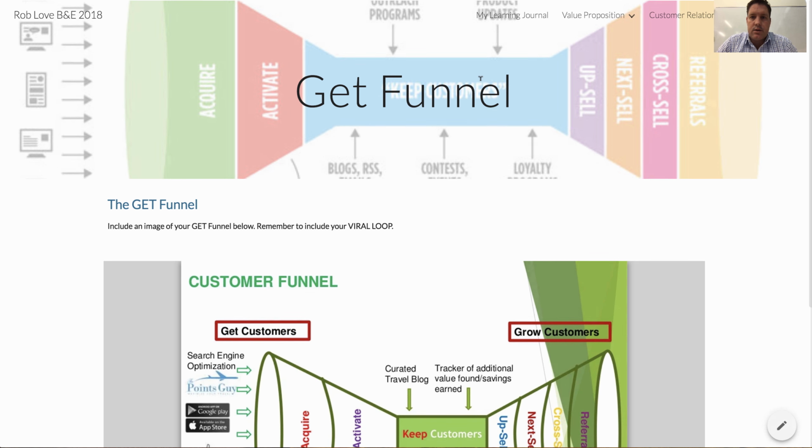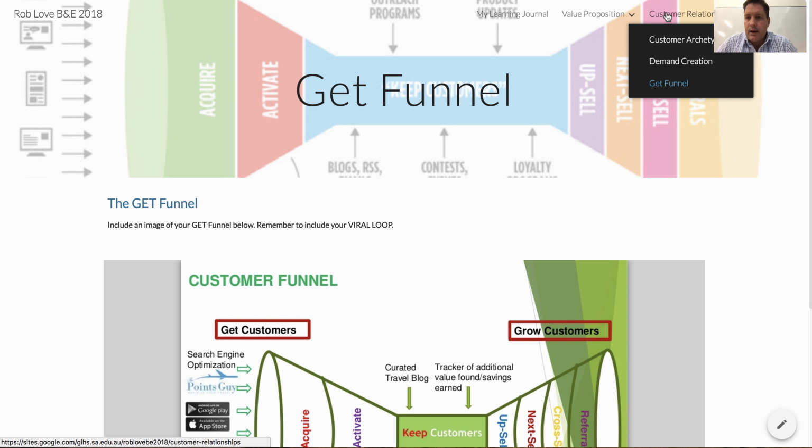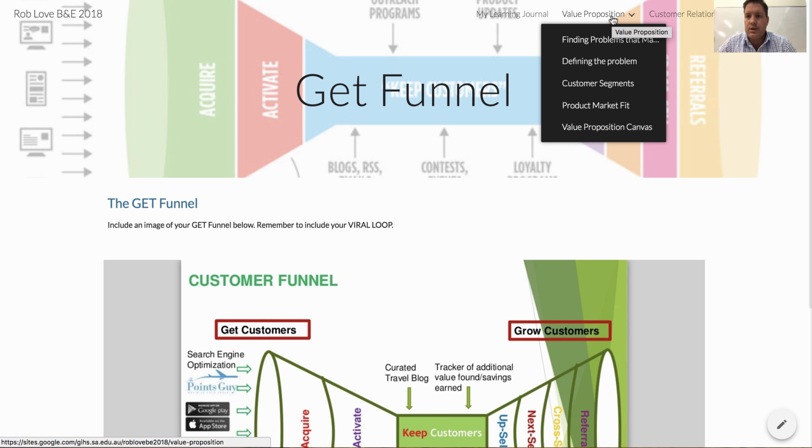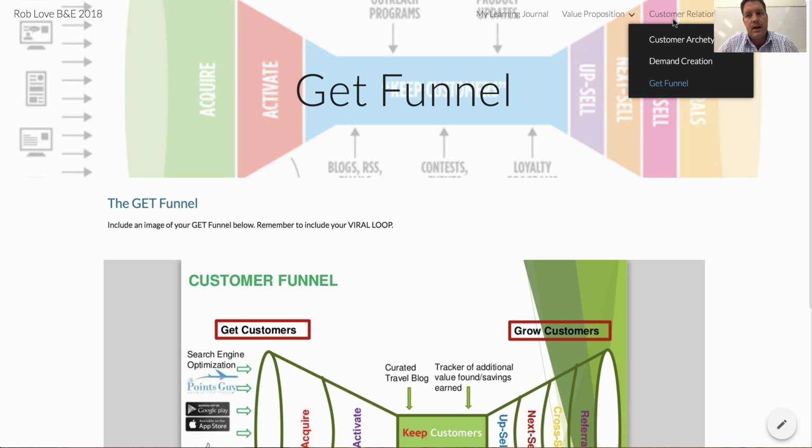Now your learning journal should look something like this. I need a page sitting in there, so you've got your learning journal title page, value proposition with all your value proposition stuff that we worked on in class on Tuesday, and now a new section that you're going to create called customer relationships.